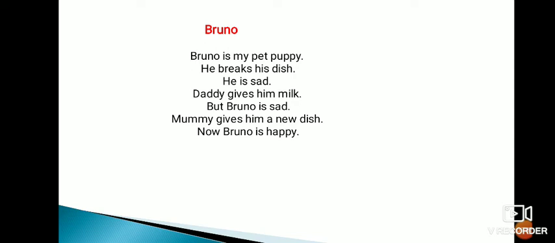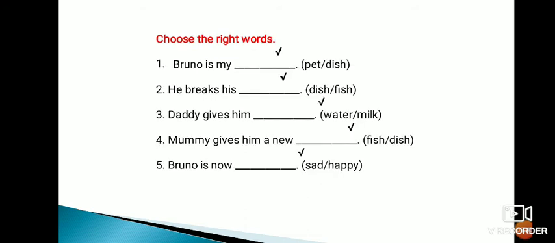On that, daddy comes and daddy gives him milk. What does he give? Milk. But Bruno is sad. After giving milk also he is sad. So see how much he loves his dish. Now mummy comes. Mummy gives him a new dish. And now Bruno is happy because he got his dish, and that is also a new dish. Now the pet puppy is happy. Bruno is happy. Let's see the next slide.